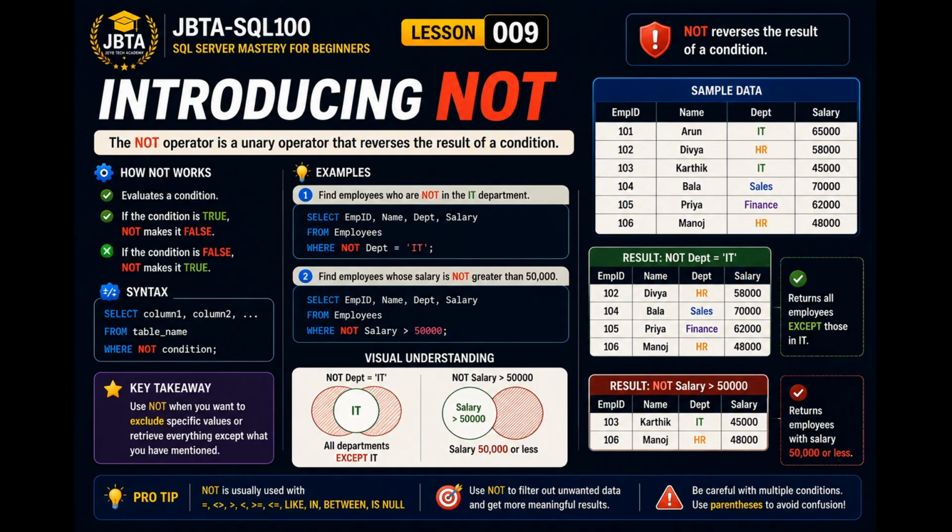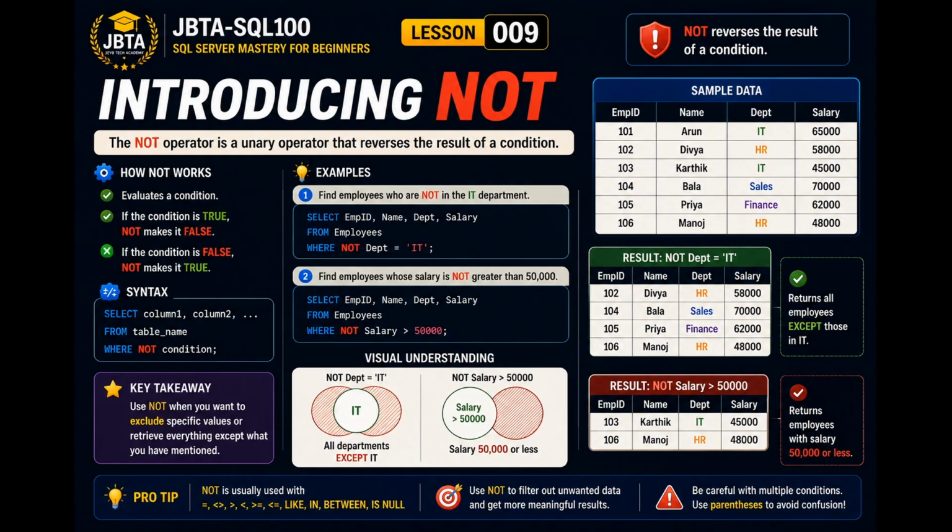Real-world analogy. Imagine a school announces, "Students who are not in grade 10 should assemble in the auditorium." What happens? Grade 10 students stay where they are. Every other student is included. That's exactly how the NOT operator works in SQL. It excludes the values that match the condition and returns everything else.